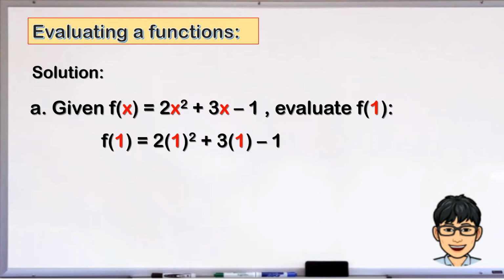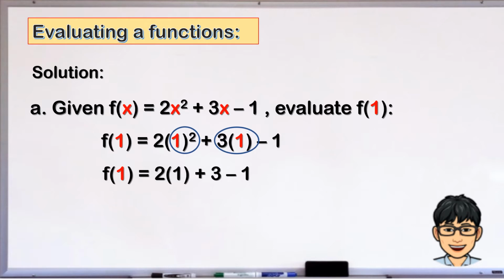Now, using GEMDAS rule, kunin natin ang square ng 1, which is also equal to 1, at yung product ng 3 and 1, which is 3. So we have f of 1 equals 2 times 1 plus 3 minus 1.